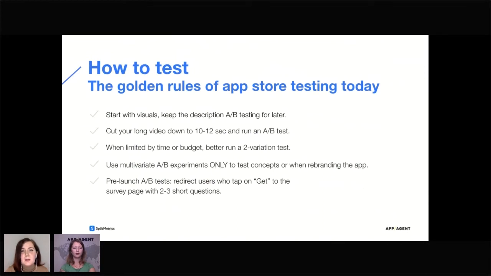You see, testing text elements usually brings a not very significant result. However, if your description view rate exceeds 10% and your installs per read more rate exceeds 1%, then, well, it makes sense to A/B test your text elements. This is a common case for financial and business apps, well, because users have to read very attentively what they're downloading. And then the next golden rule is about video elements.